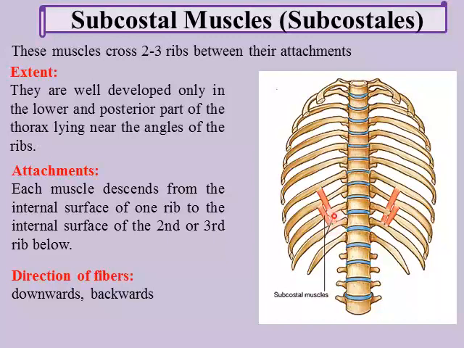Attachment. It is attached to the internal surface of one rib to the internal surface of 2 or 3 ribs below. Okay? Internal surface to internal surface. The direction is downward and backward. They arise more laterally and descend more medially. So the direction of their fibers is downward and backward.